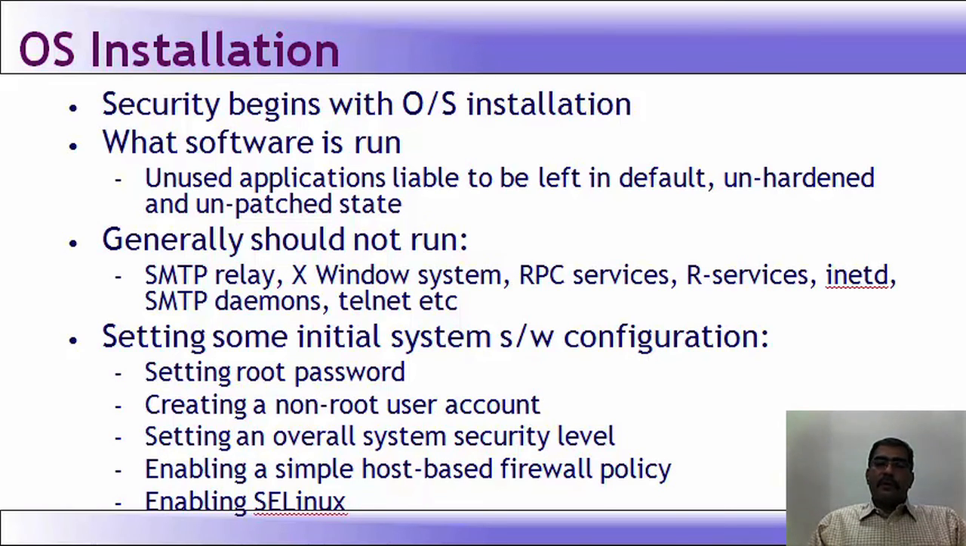Then some initial system software configuration: setting the root password or admin password, it should be really strong if you need the root to be enabled. Then creating a non-root user account, setting an overall system security level, enabling a simple host-based firewall policy like your iptables, enabling SELinux, we have spoken about SELinux also. So Linux system security begins at the operating system installation time itself.